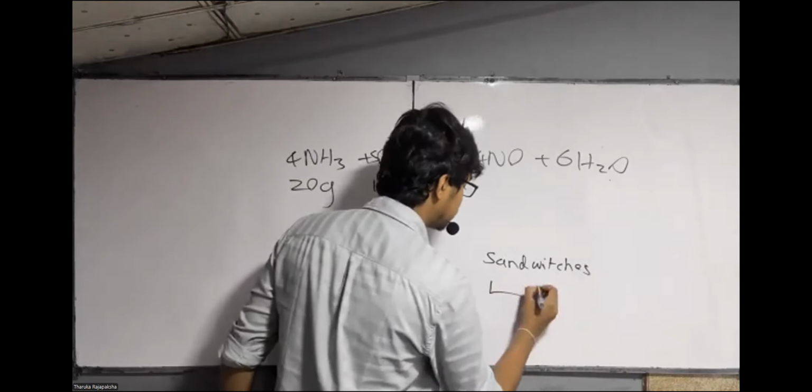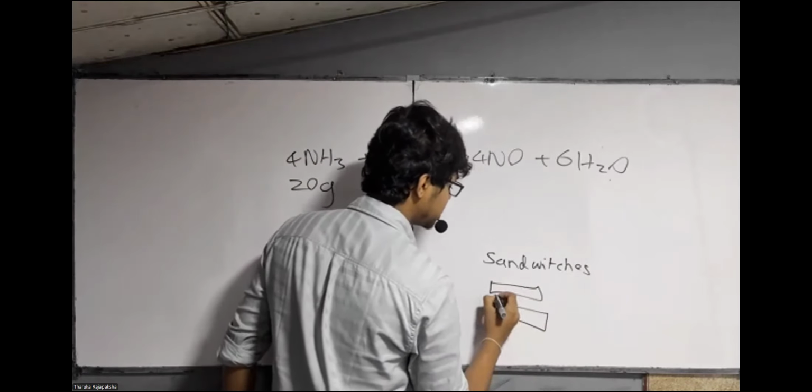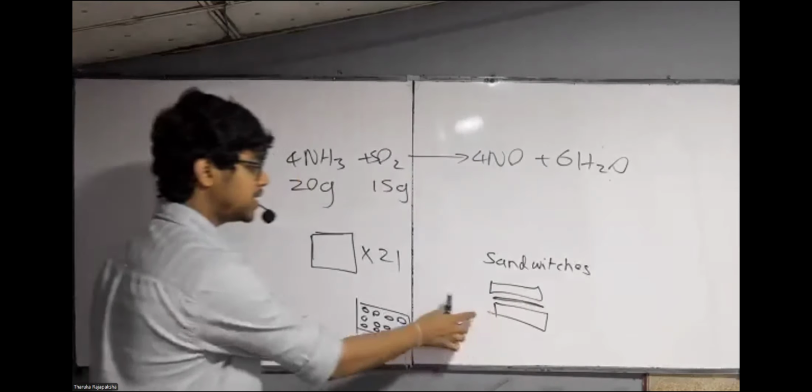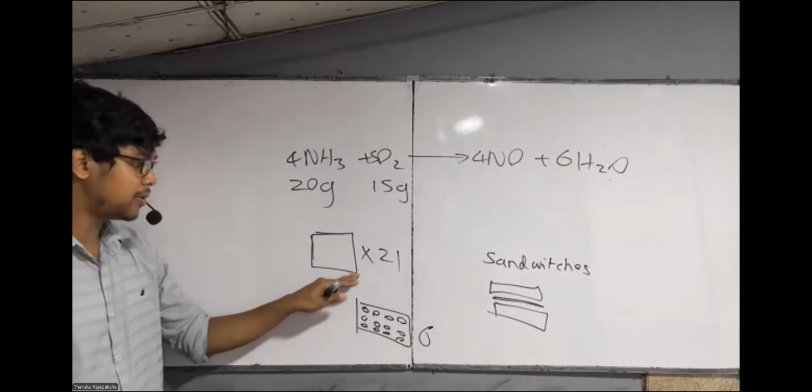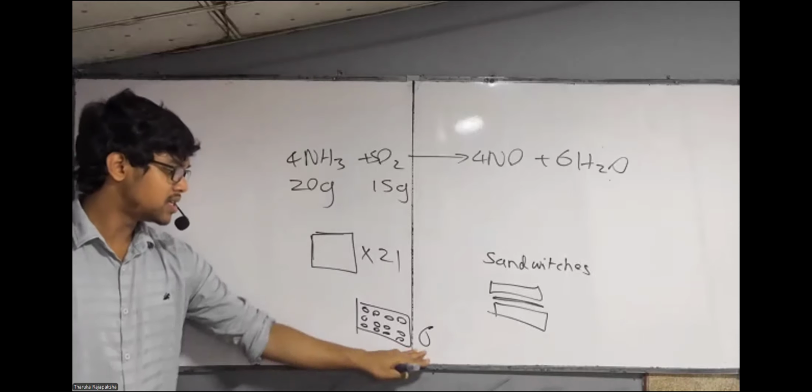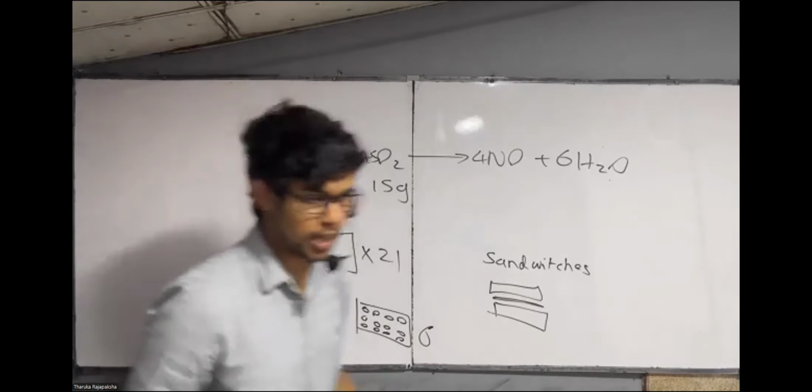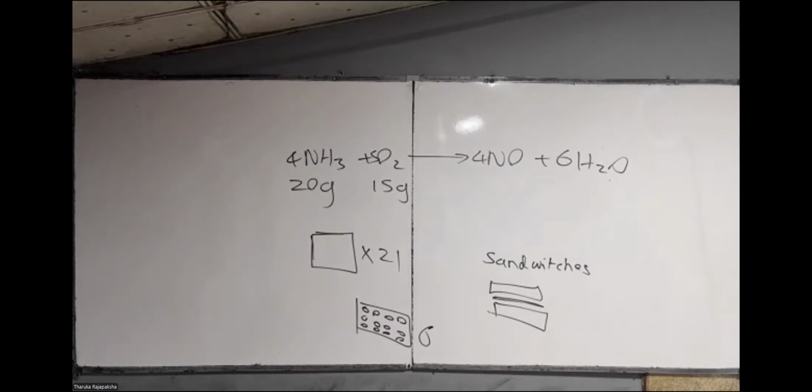In each sandwich, there are 2 breads and then 1 cheese in the middle. So tell me, how many sandwiches can you make if there are 21 bread pieces and 6 cheese pieces? Tell me, how many sandwiches can you make? 6. 6 sandwiches you can make, of course.